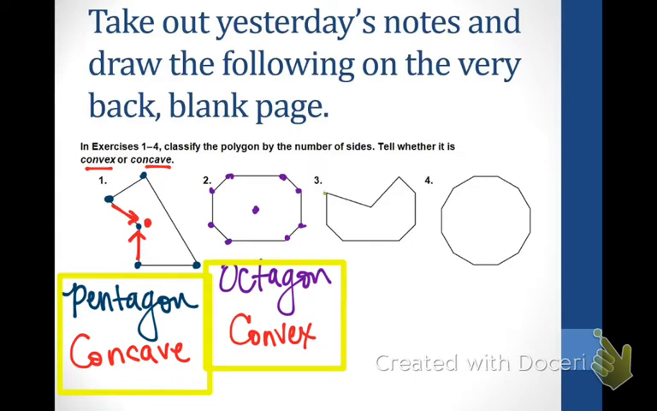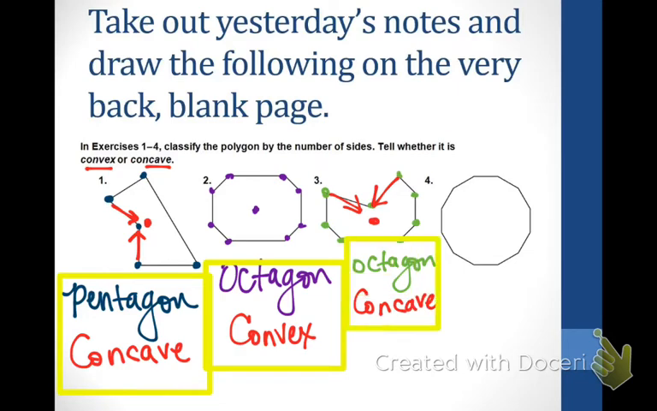Number 3, 1, 2, 3, 4, 5, 6, 7, 8. So again, 8-sided is going to be an octagon. And then convex or concave, some of them do come inwards towards the center, which makes this concave because some of the sides cave in.